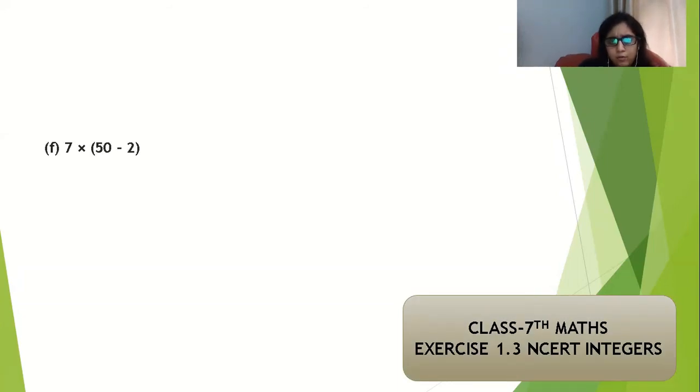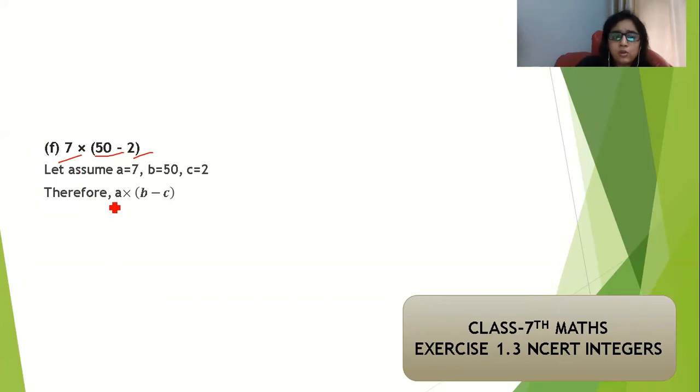What we have to do, in this equation we will think about all the properties. The first one is the closure property, and then the commutative, associative and distributive properties. If you see that there are three numbers in it, we will assume these numbers a, b and c, and then we will think about which property we can use in this question to solve this. So I will assume a equals 7, b equals 50 and c equals 2. Therefore my equation will become a multiplied by bracket b minus c.